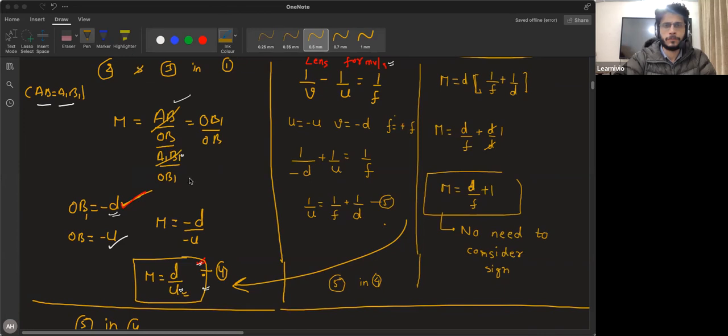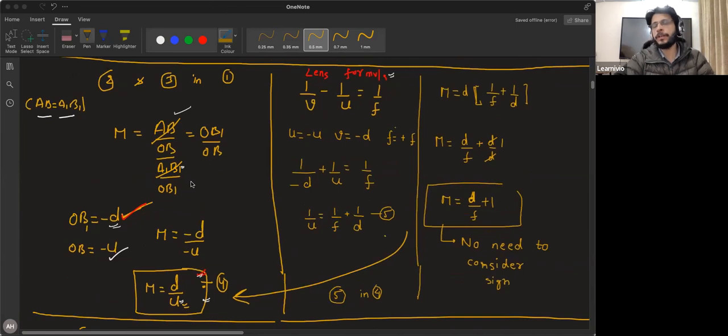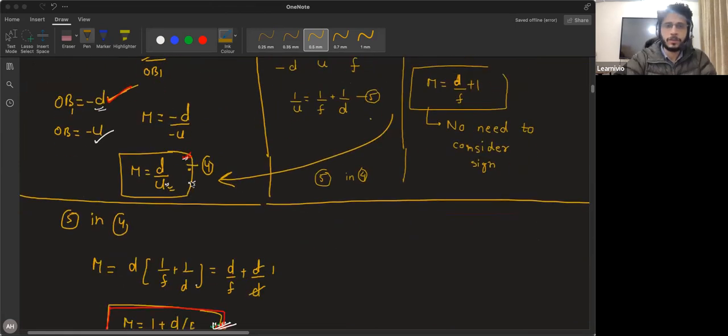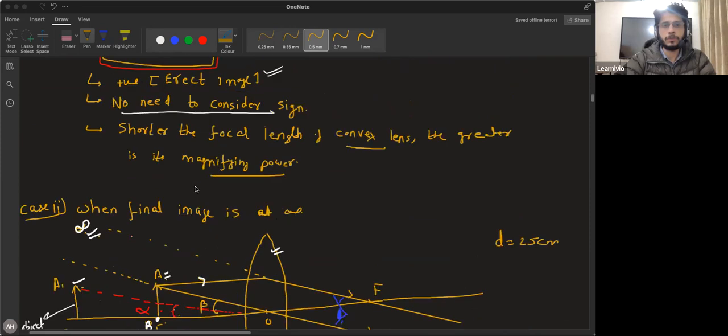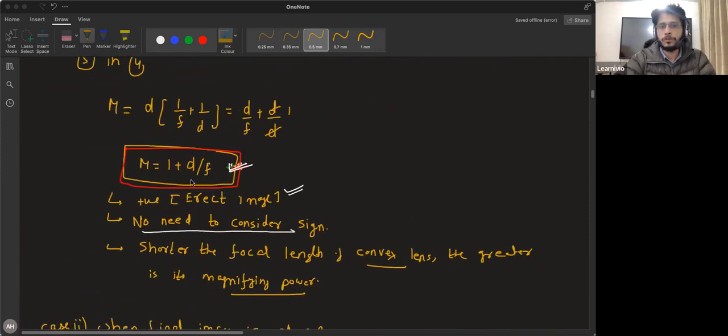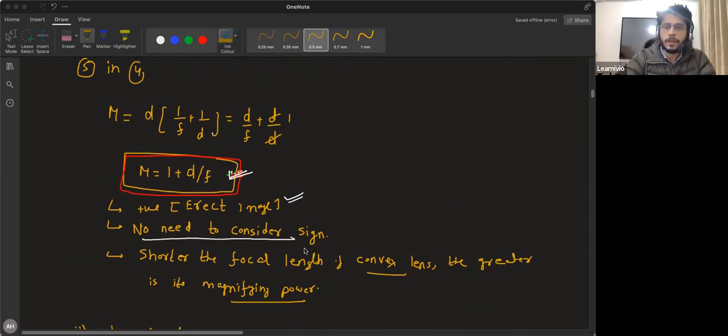Yes, sir. Okay. So that was about the magnification when your final image is at least distance. Now there is another case. So there is one more thing. Your magnification is positive. That means your image is erect with respect to object. No need to consider sign. And f and magnification are inversely proportional. So that's why we use a convex lens with a shorter focal length.